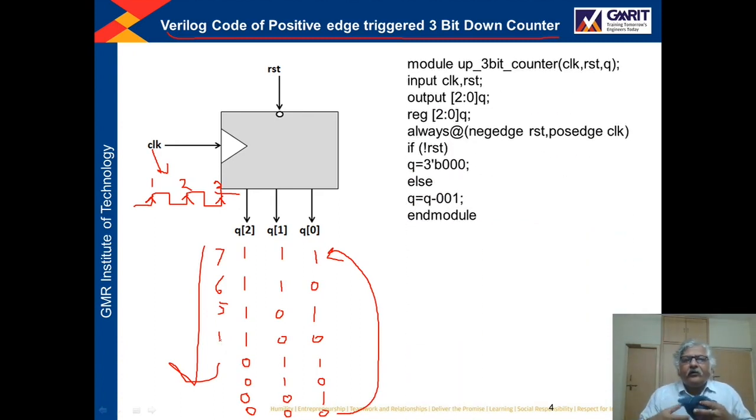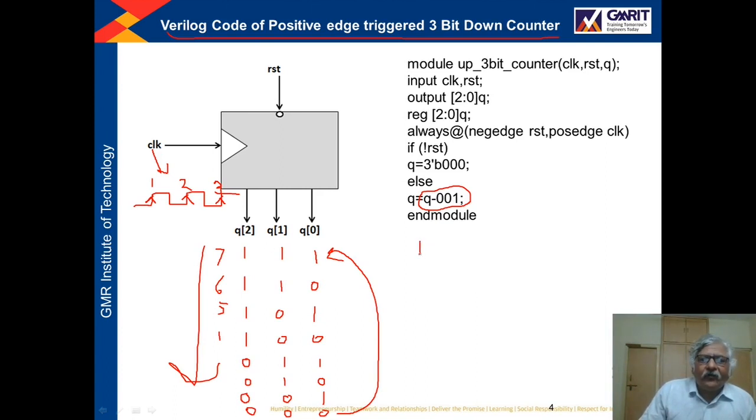So you can see the code here. There is only one change in the code. See here, the Q will be Q minus 0 0 1. So whatever is the present value of the output, in that 0 0 1 is subtracted.